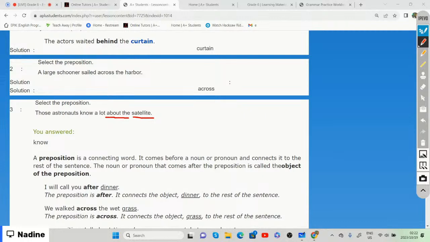And remember, we said a preposition is a connecting word which comes before the noun or pronoun, and it basically connects it to the rest of the sentence. And that noun or pronoun that comes after the preposition, we call the object of preposition.